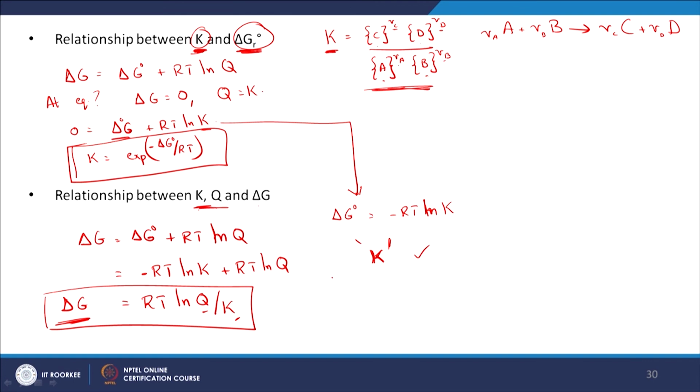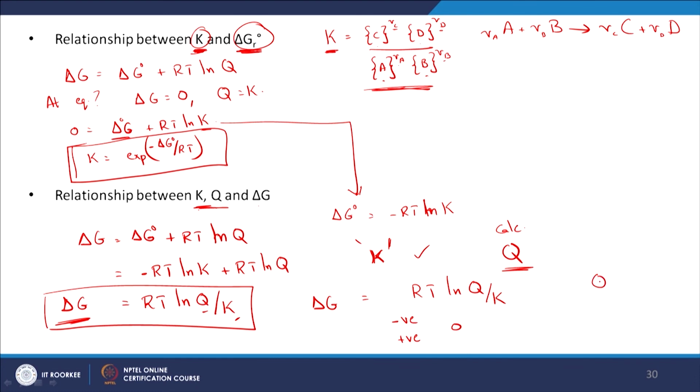So, let us say if you can calculate the Q at any particular point in time, you know the relevant activities or concentrations, you can calculate Q, right, and then you can end up calculating RT natural logarithm of Q by K, right. And then what will that give you an idea about? It will thus give you an idea about delta G. So, you can calculate is delta G negative, is delta G positive, or is delta G 0.